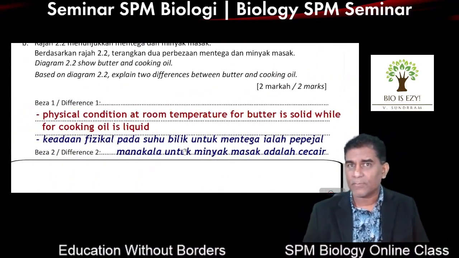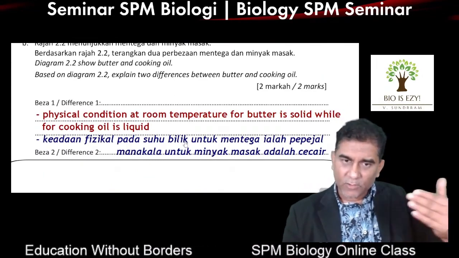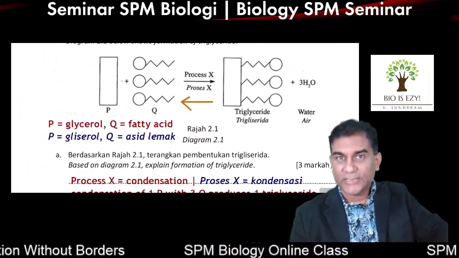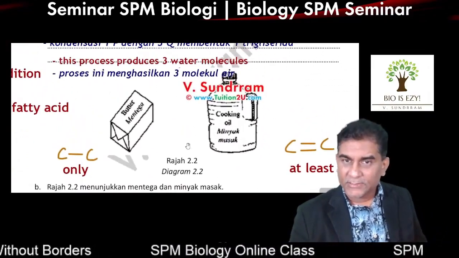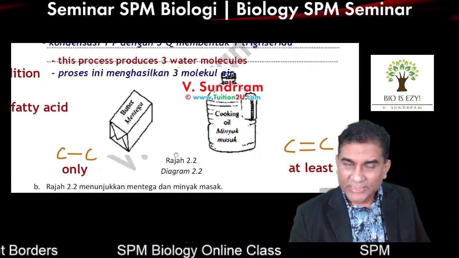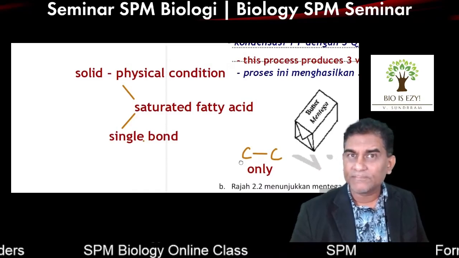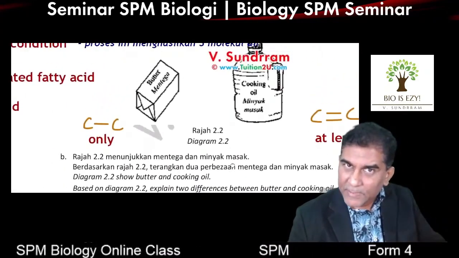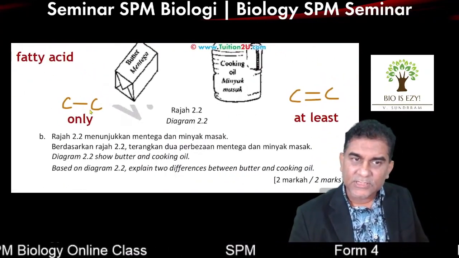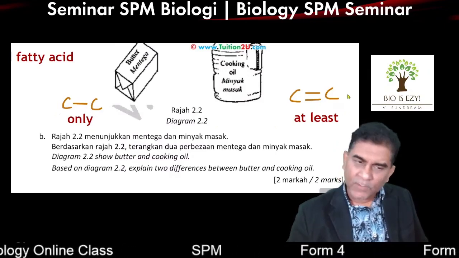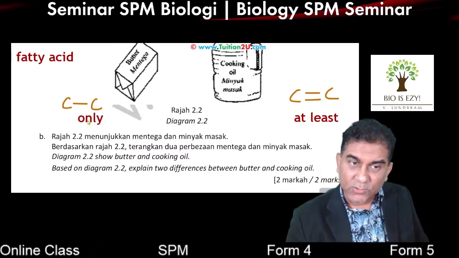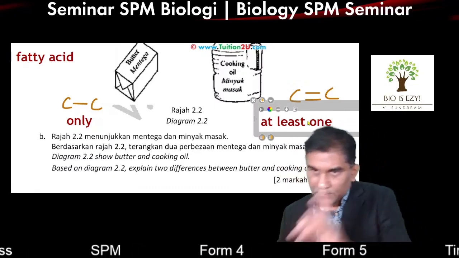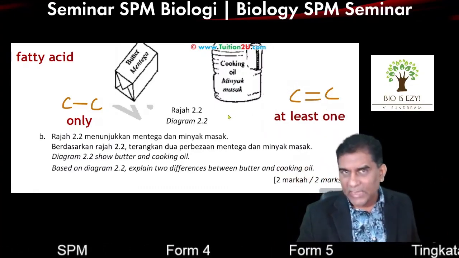Should be enough. When it comes to fact, when you are explaining the reaction, don't forget the numbers. 1 with 3. When you are comparing saturated, unsaturated, the easy answer is the physical condition at room temperature. If needed, then you need to write the definition. To remember the definition, just remember C dash C, C double bond C. Convert that into a sentence. But make sure this is only single bond, at least one double bond. That should be enough for lipid.